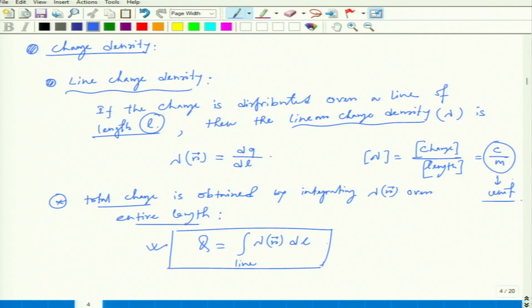Again, if the charge is uniformly distributed over the line, then lambda becomes constant. In the next class we will calculate the total charge for some specific charge distributions and then calculate the electric field. Thank you.